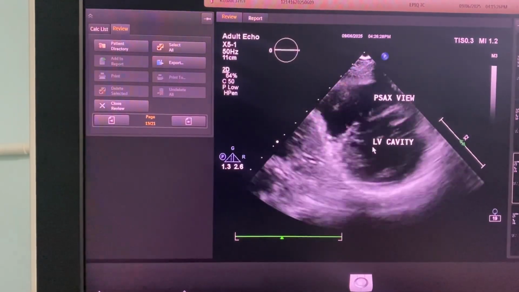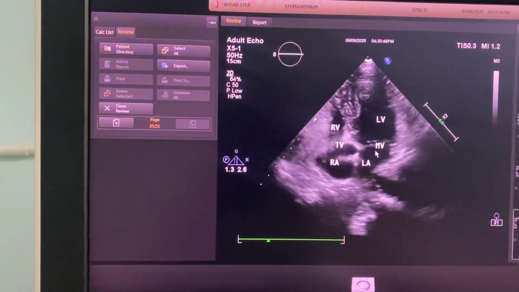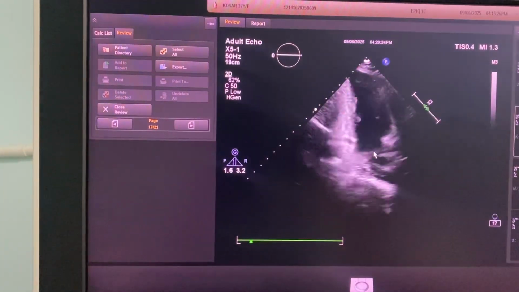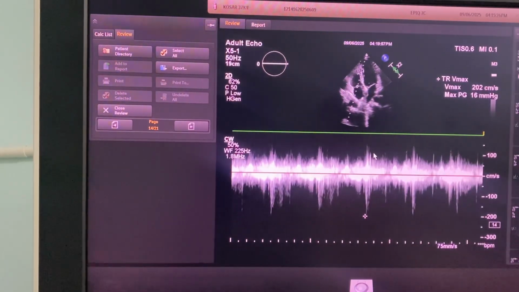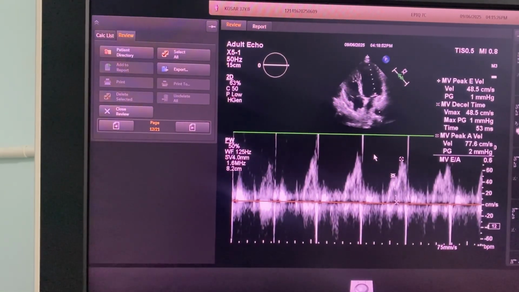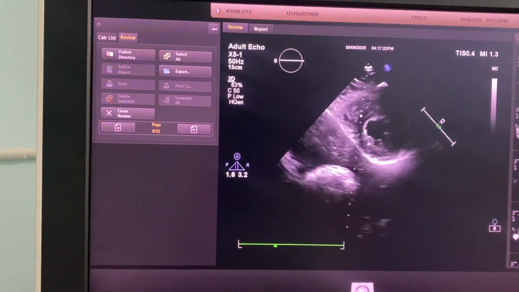This one we already saw. This one also we already saw. Now that one also is finished. The next one, finished everything. This is the two chamber. The two chamber is done. And these are the measurements that we can take. You see here the mitral valve in the five chamber view.